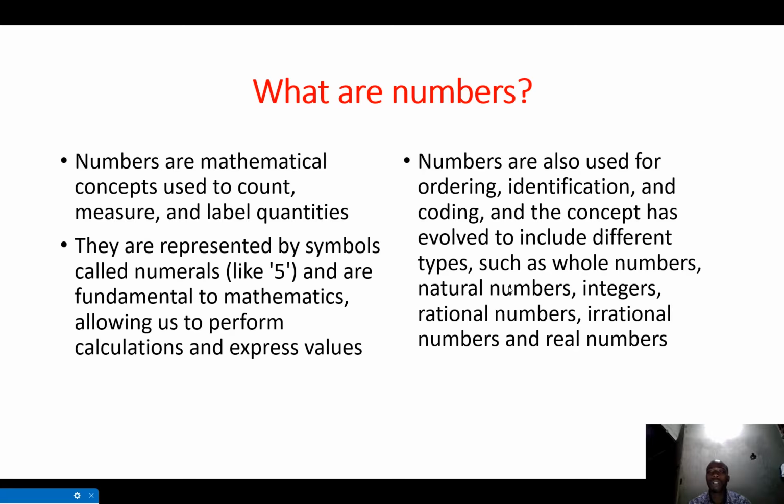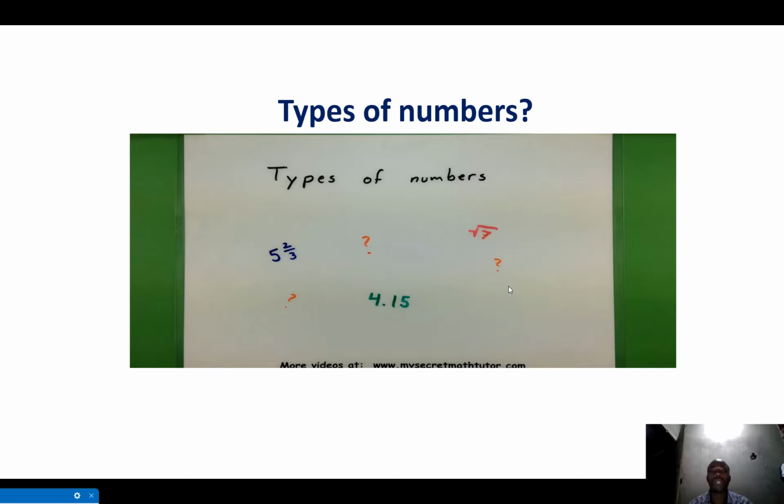Numbers are also used for ordering, identification, and coding, and the concept has evolved to include different types such as whole numbers, natural numbers, integers, rational numbers, irrational numbers, and real numbers. So now we can look at types of numbers.